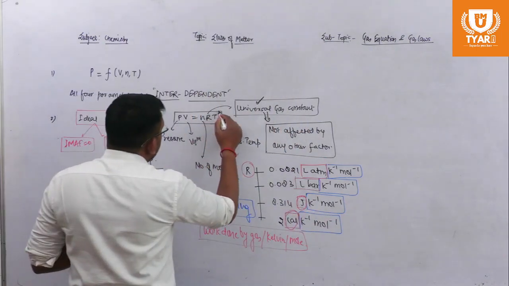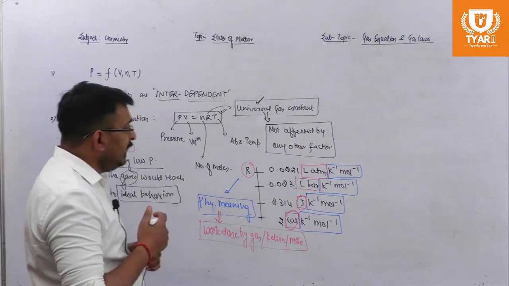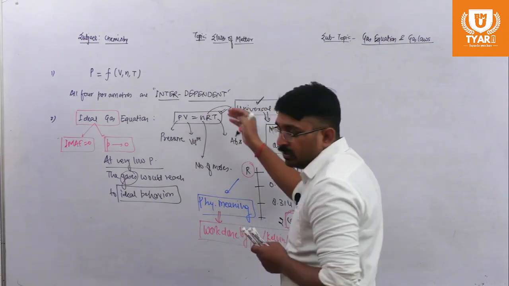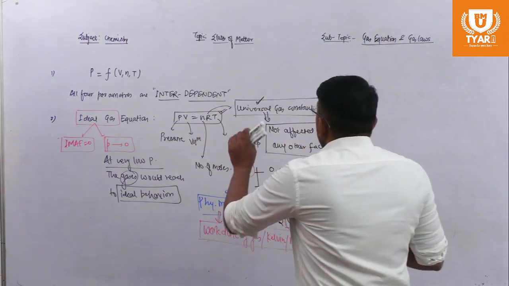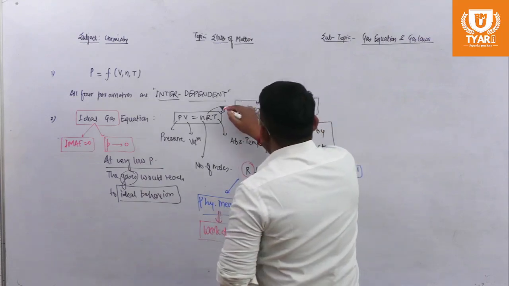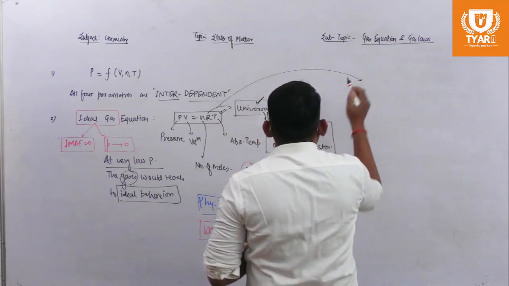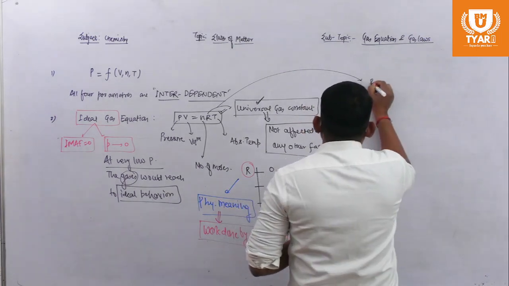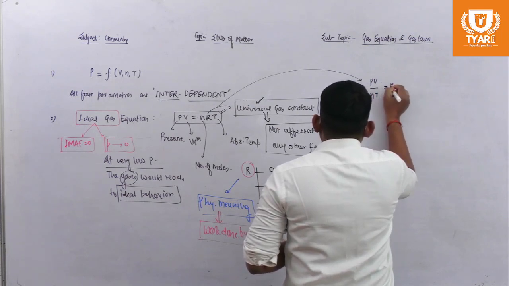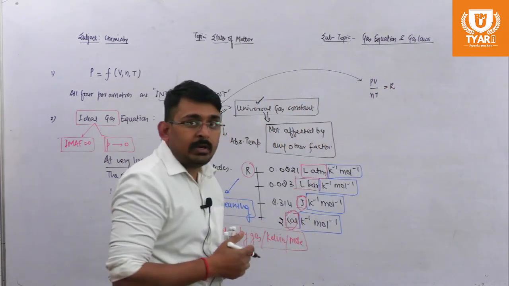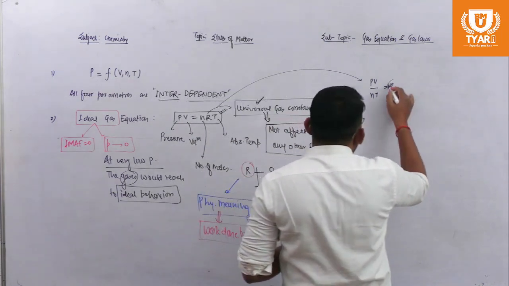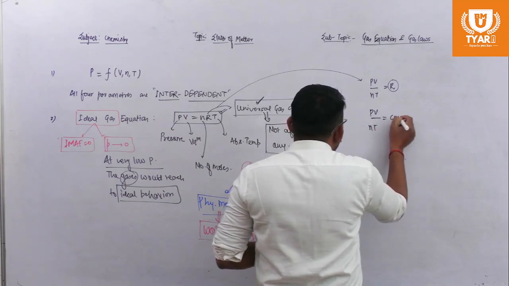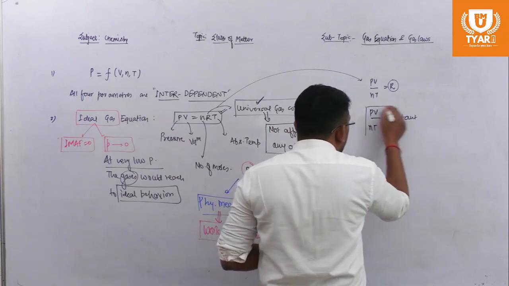So now we have the ideal gas equation, PV equals nRT, in which I have cleared all the things: what is pressure, what is volume, what is number of moles, what is gas constant, and what is temperature, right? Now I will take the same thing here, and this is going to be a very beautiful thing for you. Can we write it like this, PV upon nT equals R? Yes, we can. And since R is a constant, we can simply write PV upon nT is a constant. Yes or no? Yes, we can do this.